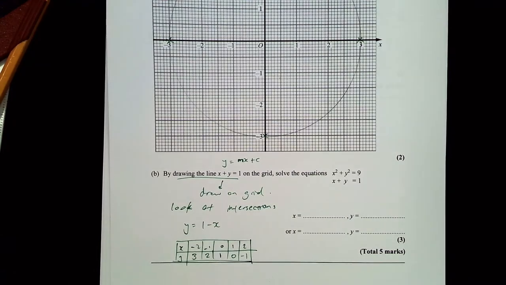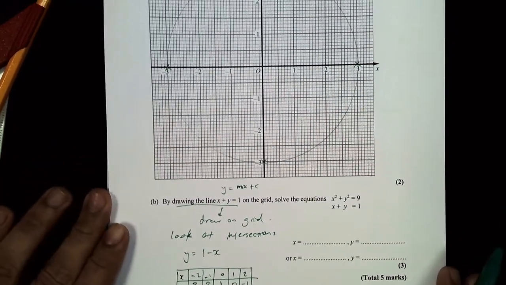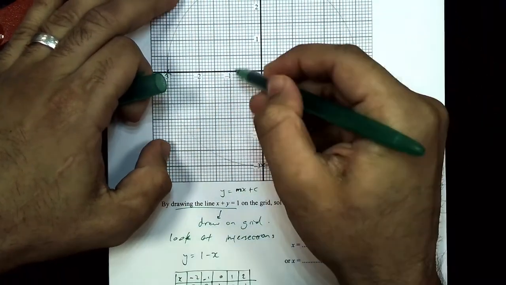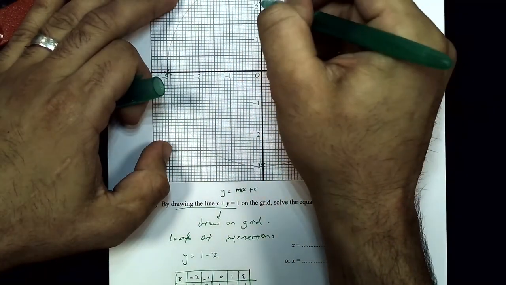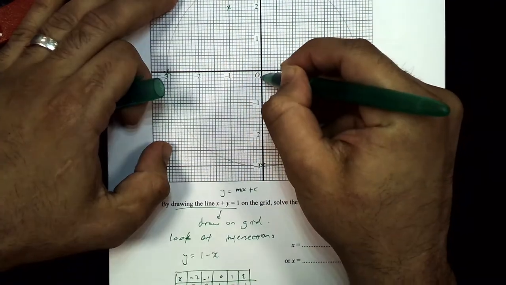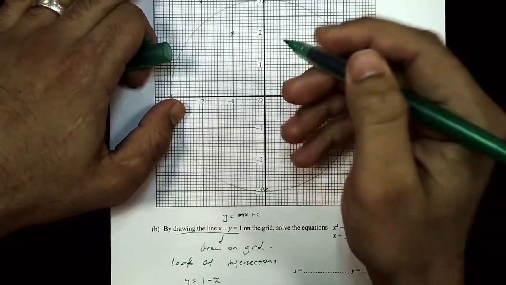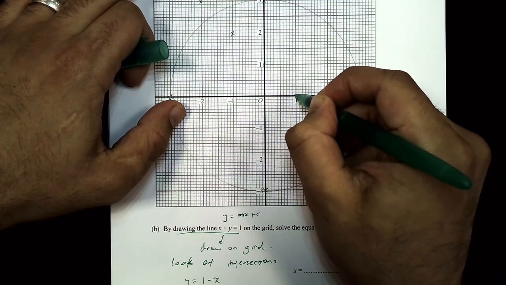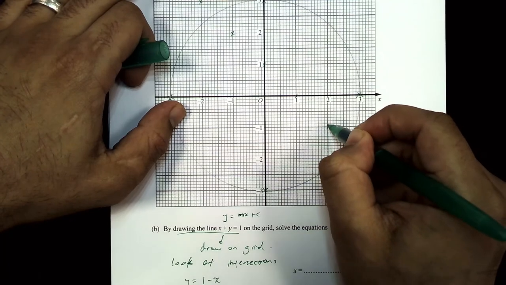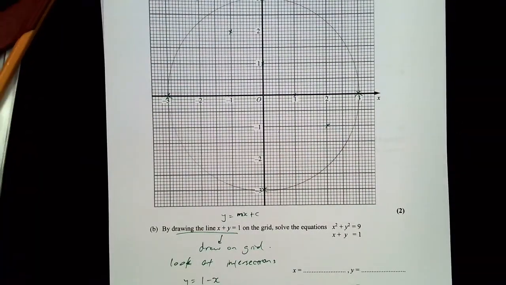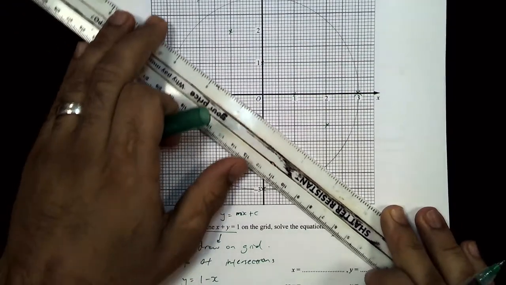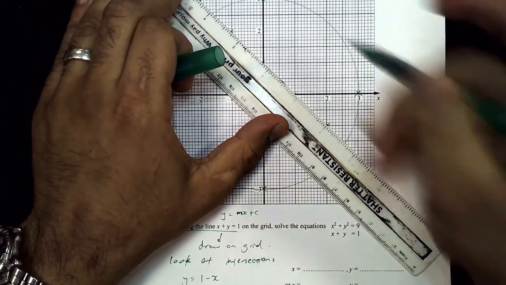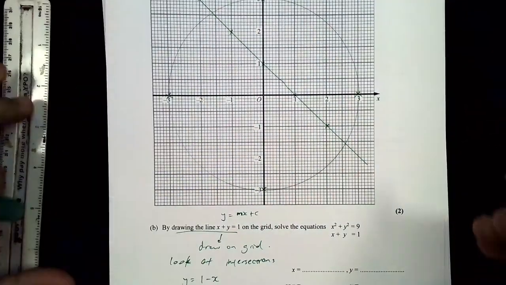So I've just done a table of values, now I'm going to plot those points. Minus 2 and 3 is here. Minus 1 and 2 is here. 0 and 1 is here. 1 and 0 is here. 2 and minus 1 is here. So hopefully you can now see those points. I'm going to draw a straight line crossing through all of those, which is just there. So that's step one done.